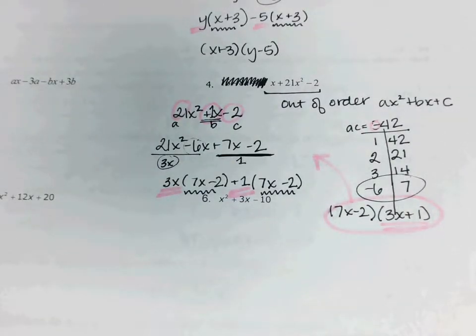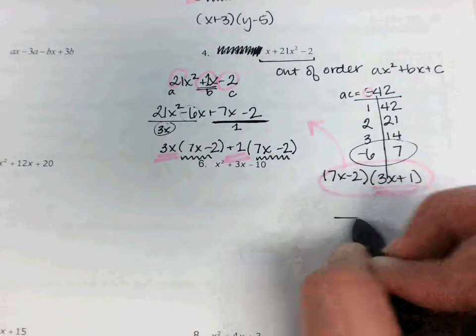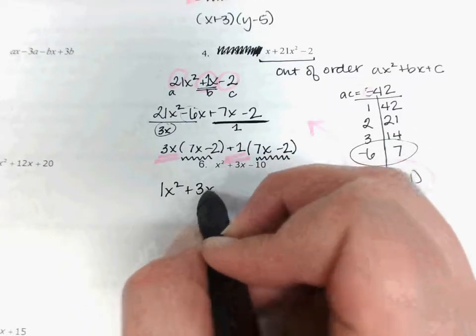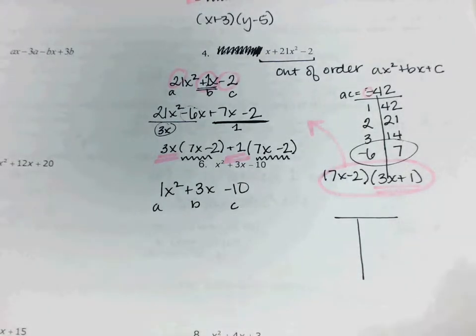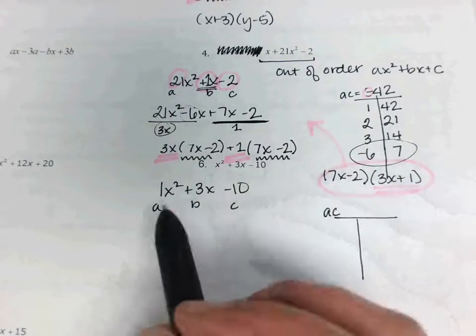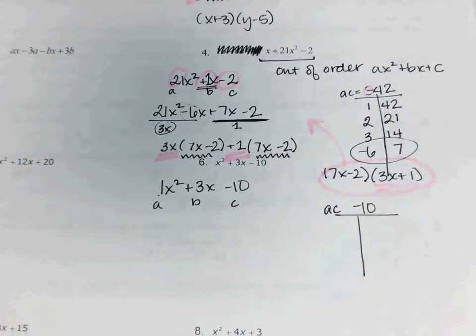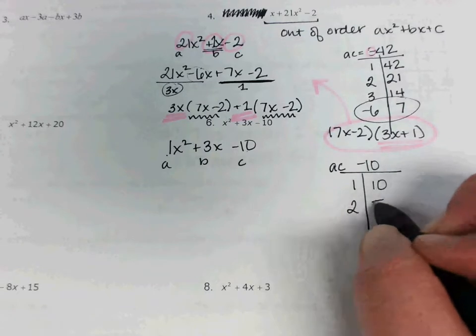Alright, last one off the front we're going to do is number 6. So I'm going to set up my chart right away because it's already in order. I have a 1x squared, a plus 3x, and a minus 10. A, B, C. AC at the top, I'm multiplying 1 times minus 10. That's minus 10. The only ways to multiply to get 10 are 1 times 10 or 2 times 5.